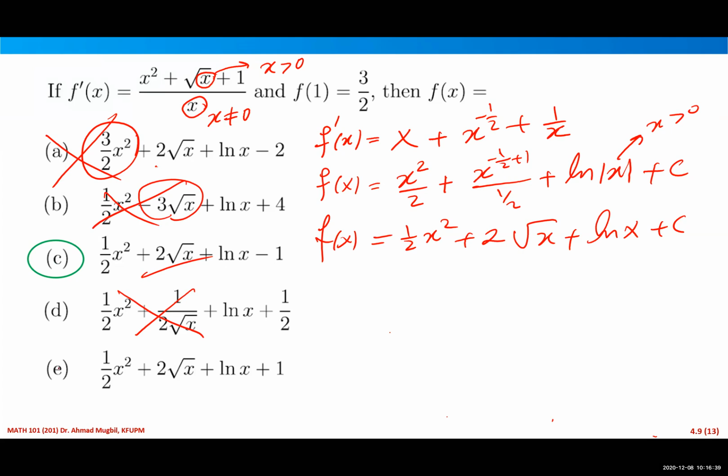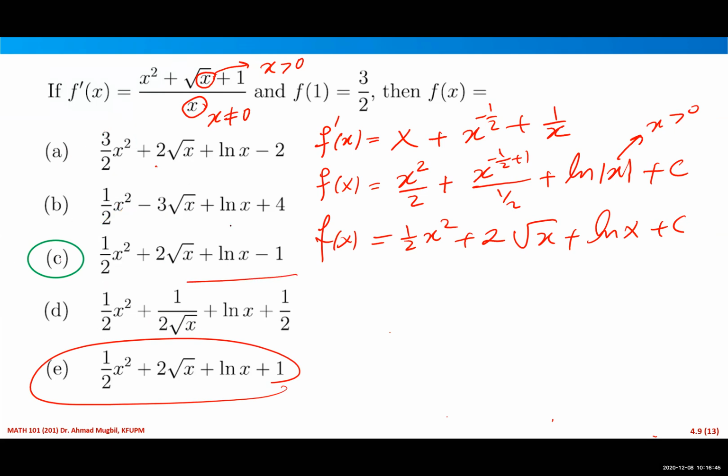So you are left with C or E. Note that without using the condition, before using it, you can already know it could be just C or E. So I don't know why the students chose A and B and D.